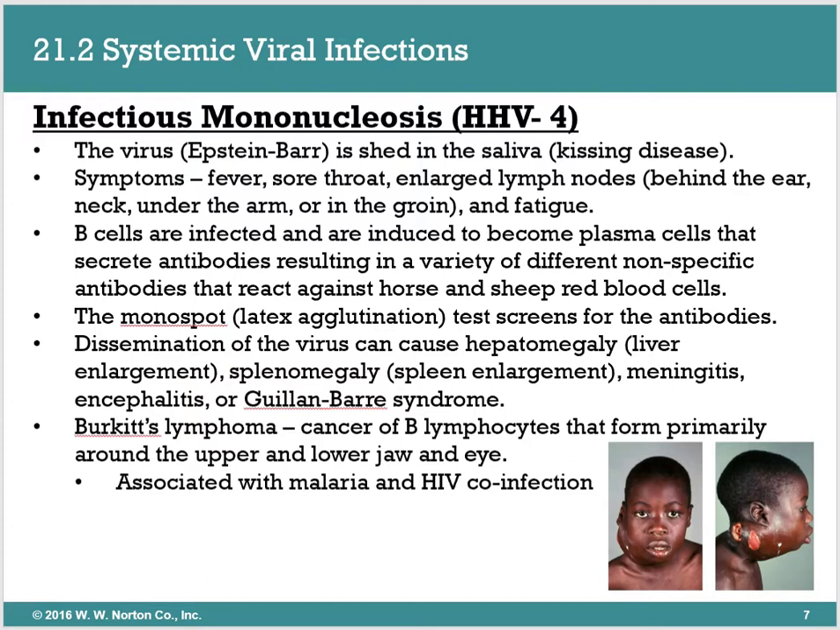If it does continue, sometimes cancer, lymphoma, can develop, primarily around the lower jaw and eye region. But this is generally associated with people who are HIV positive and have had malaria. So if you have a patient with this who is also HIV positive, you definitely want to look out for Burkitt lymphoma. But just because they have it doesn't mean it will manifest. Just keep an eye out.